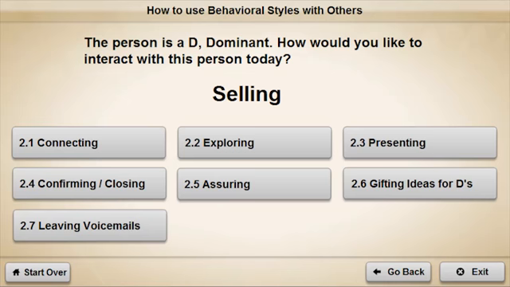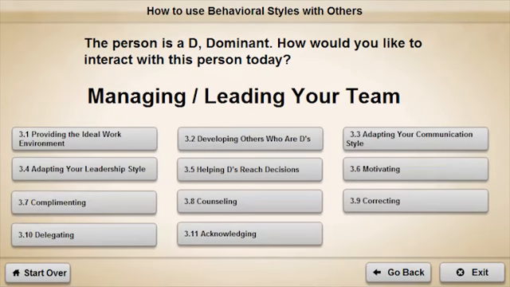Now, if you choose the selling category, let's say you're in a selling situation, some of the subcategories are connecting with the customer when you first meet them, maybe exploring their needs, presenting solutions, confirming or closing the sale, and assuring customer satisfaction. We also have a couple of other categories that are interesting: gifting ideas by style and how to leave voicemails by style.